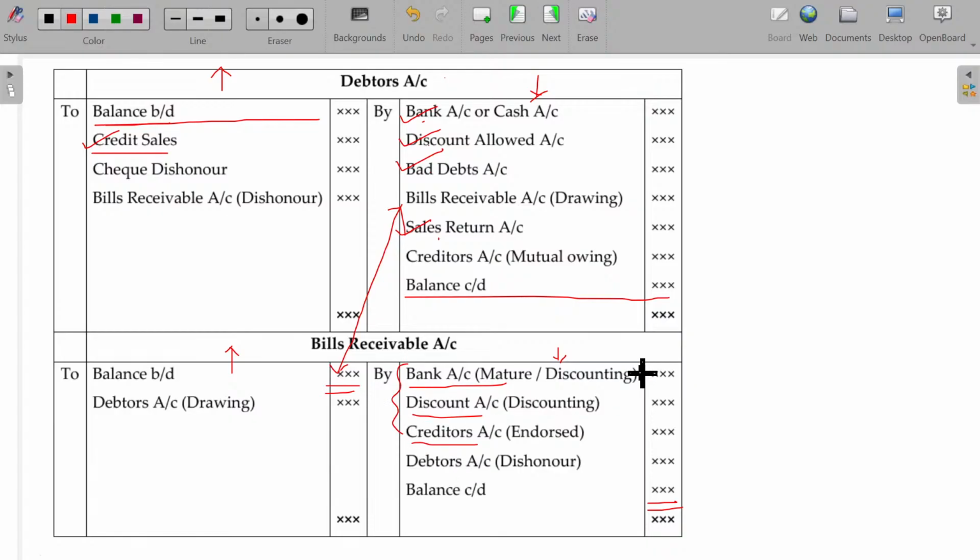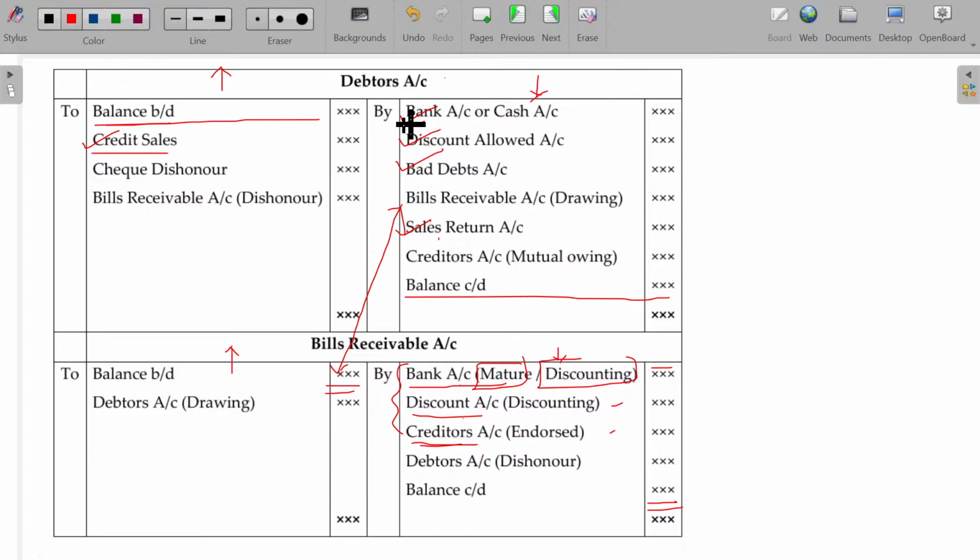Okay, this is nothing but discounting and discount. At the time of discounting you will get the discount, or endorsing to a third party. Even later on encashing at maturity or discounting will be the first one to reduce the debtors' BR, and discount allowed will also reduce the BR, and endorsing to the creditors will also reduce this.